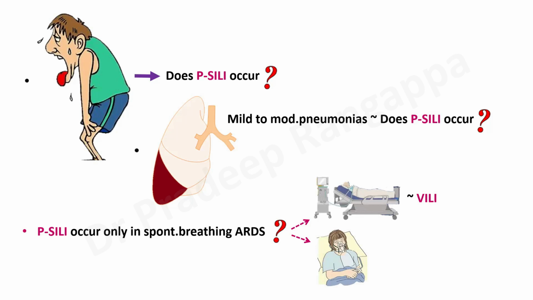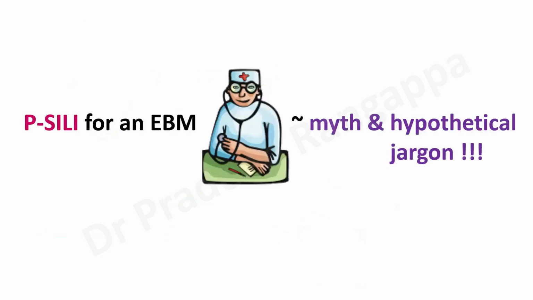So when we find someone on an NRBM with ARDS, we connect them to NIV or HFNO, we give more PEEP, and this would mitigate this perpetuating worsening of injury, which we call by this name P-SILI. So my argument is, for an evidence-based medicine intensivist, because I believe all my listeners here are intensivists who are trained, who are so good at putting patients with ARDS on NIV, HFNO, or intubating in severe ARDS, it's only a myth. P-SILI is a myth, and it's a hypothetical jargon.